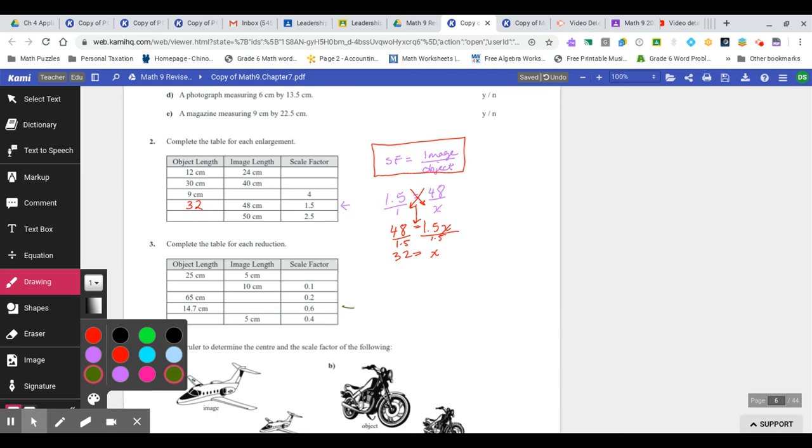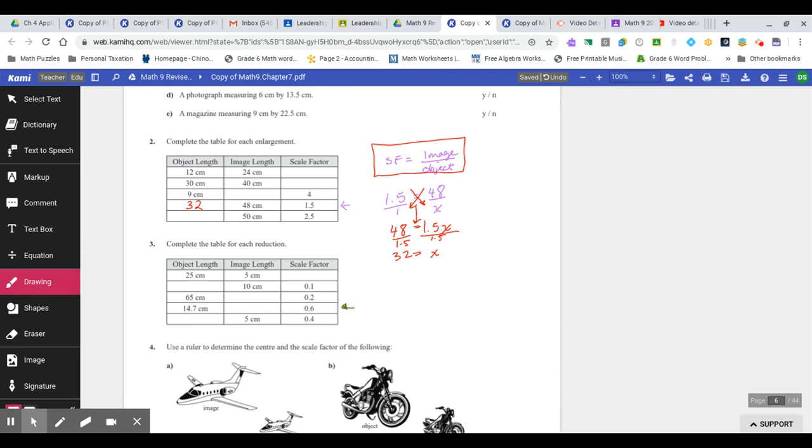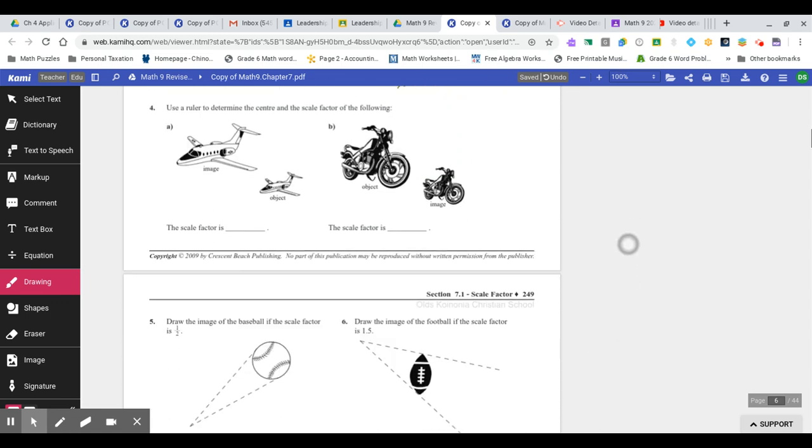Let's do this question right here. So I would say my scale factor is 0.6. My image, I don't know. My object is 14.7. Put this over 1. Go ahead and cross multiply. This is the easy kind because it's just straight in. So I'm going to go 0.6 times 14.7 and get 8.82. All right. So do your homework. Looks like you should be okay.